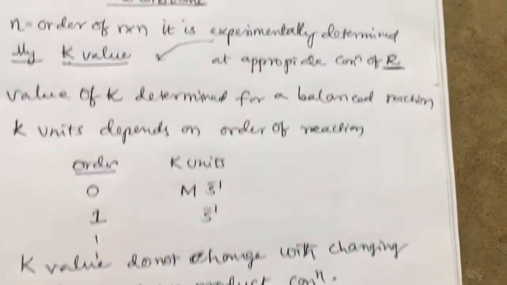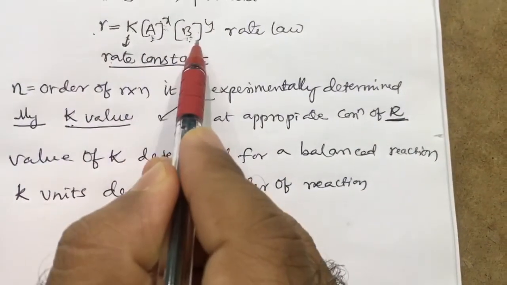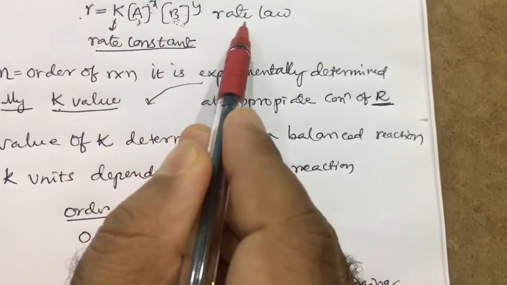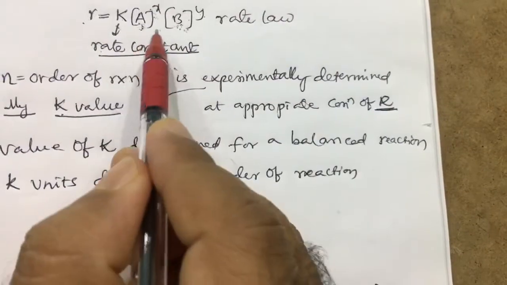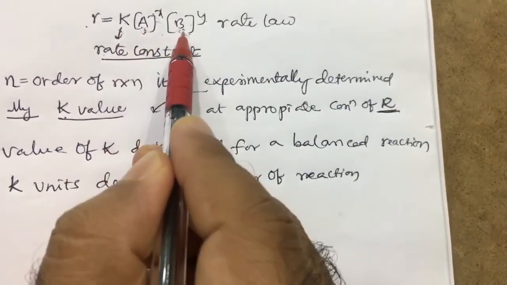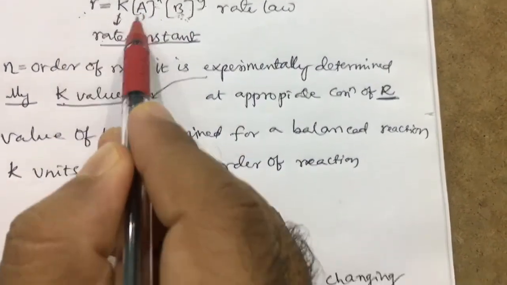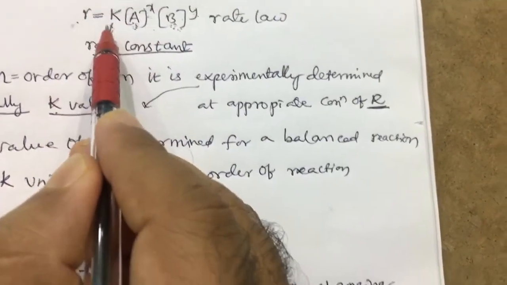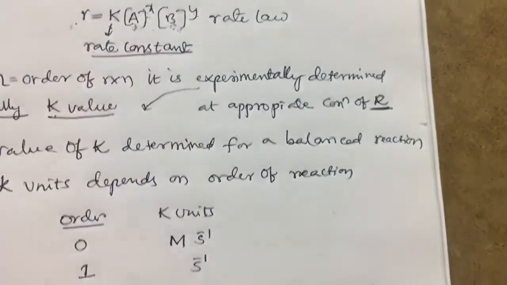Why it does not depend: if the reactant concentrations are changed, anyway in the rate law there is no product, so that does not matter. If the reactant concentration changes, the rate also changes. If it doubles, the rate also doubles. If it is halved, the rate is also halved. Therefore the K value does not change.